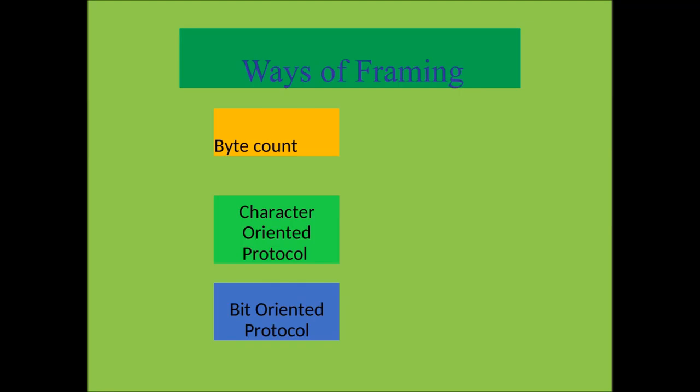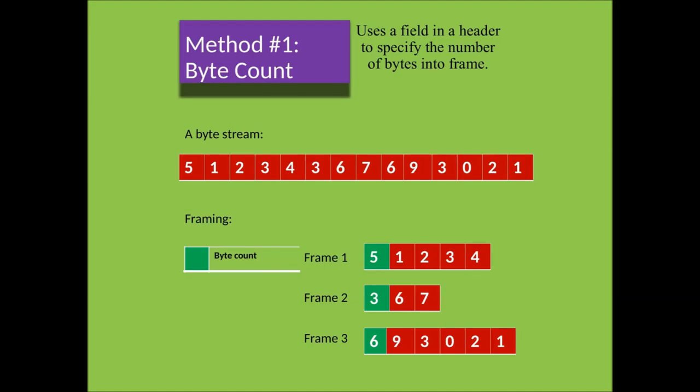So how to create a frame? There are three ways, and we will discuss these three ways of framing in our next slides. Method number 1, byte count. Use a field in a header to specify the number of bytes in a frame. Let's suppose there are 5, 6, 7, 10 bytes; the bytes will be counted and the number of bytes will be shown in the header, and this method is called byte count.